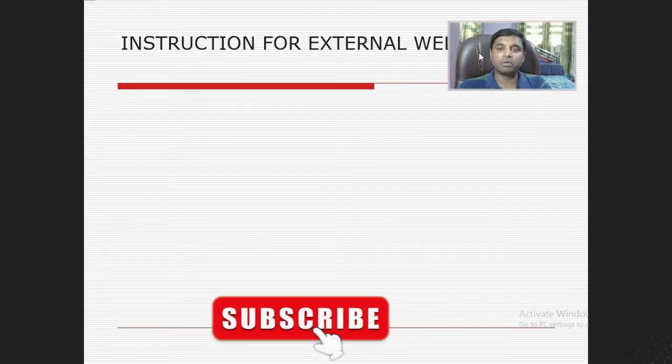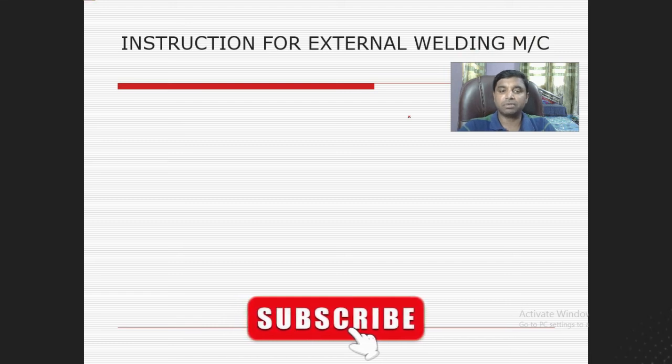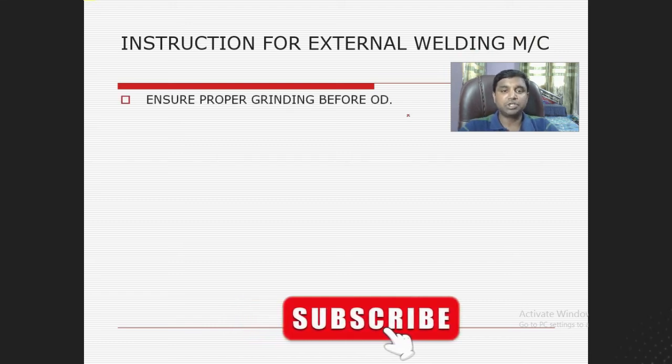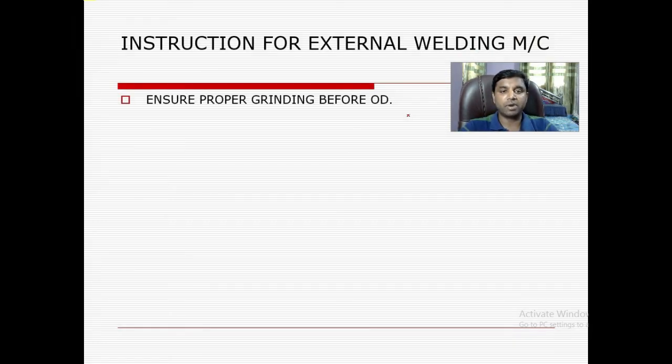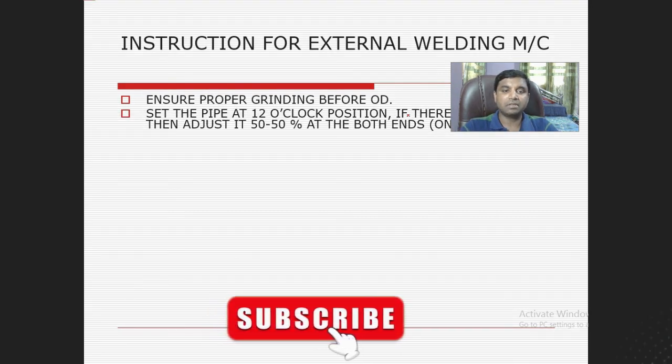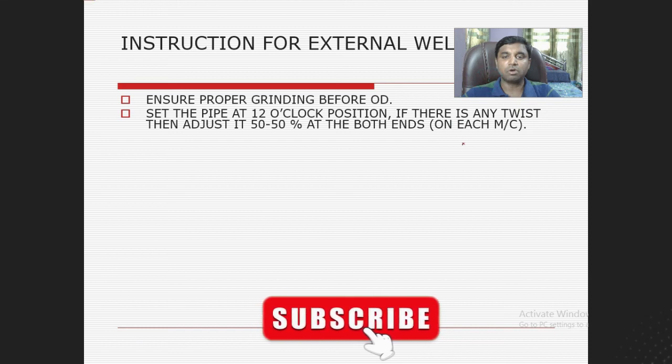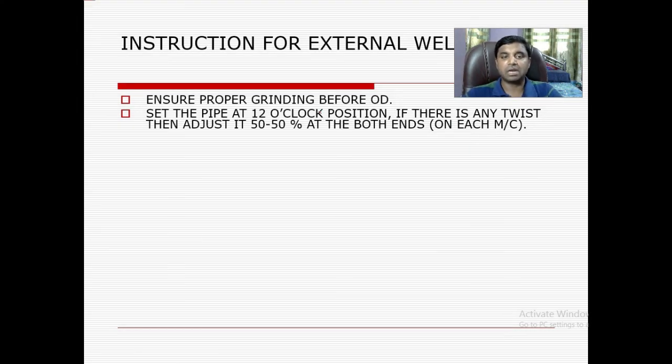Instruction of external welding machine: what? Ensure proper grinding before OD. So check the grinding properly before you start the OD. Set the pipe at 12 o'clock position. If there is any twist, then adjust 50 to 50% at both ends on each machine. You have to adjust 50 to 50% if there is any problem.